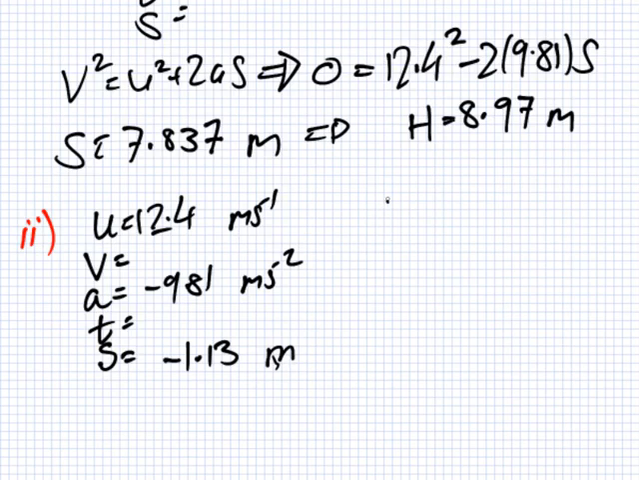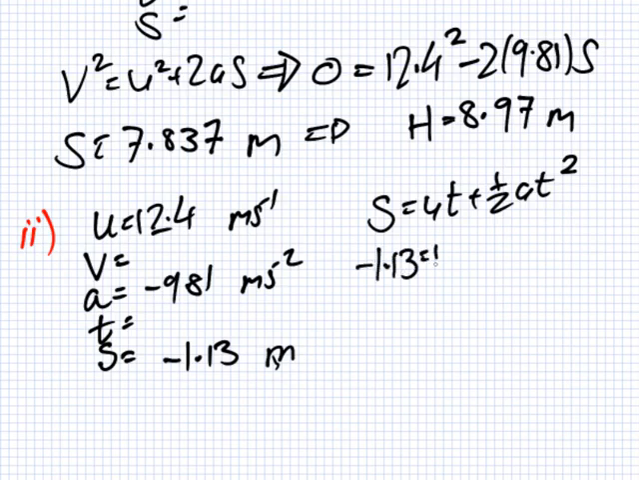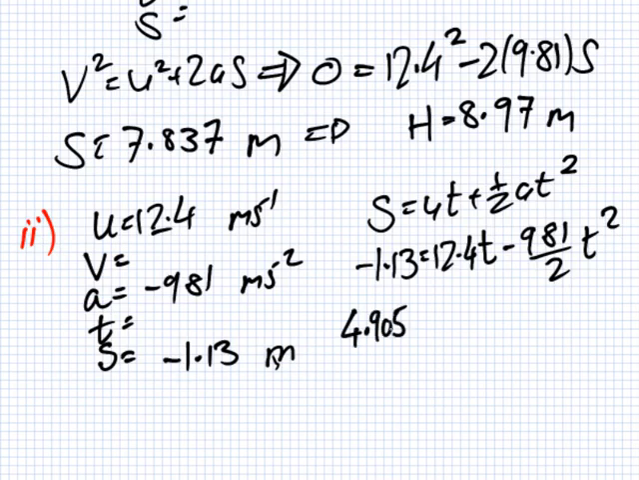Right, we'll use S equals UT plus a half AT squared. Minus 1.13 equals 12.4 T minus 9.81 over 2 T squared. So we get 4.905 T squared minus 12.4 T plus 1.13 equals 0.